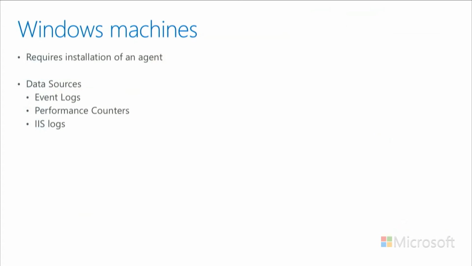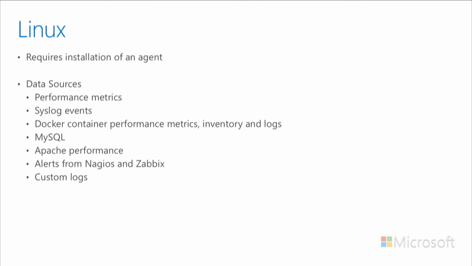In order to collect information from Windows machines, we need to install an agent, and we need to configure the data sources that we need to collect. Each connected source can have any number of data sources, and those data sources define the type of information that is sent. So in Windows you can send event logs, performance counters, or IIS logs. On Linux you can also do it with just an installation of an agent on your machines, and it can support several data sources: performance metrics, syslog events, Docker, MySQL, Apache or custom logs. For example, it can ingest your own log files, and it can also ingest alerts from Nagios and Zabbix.